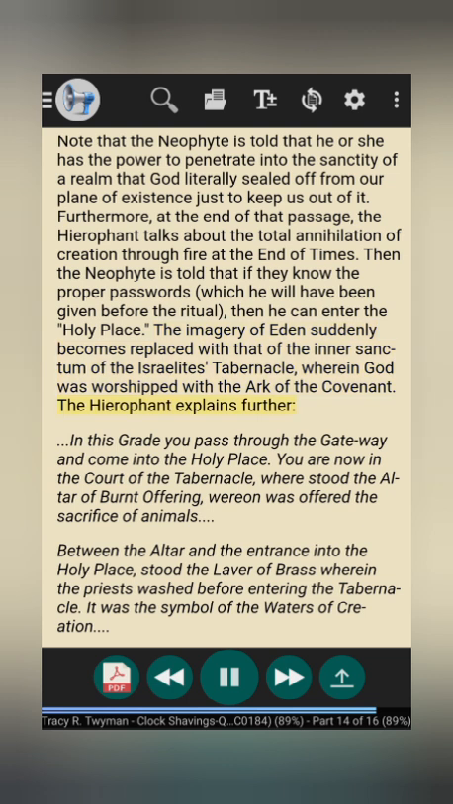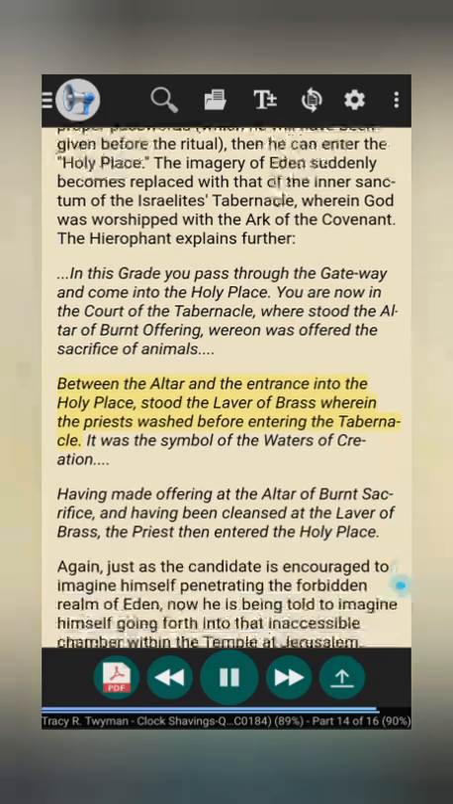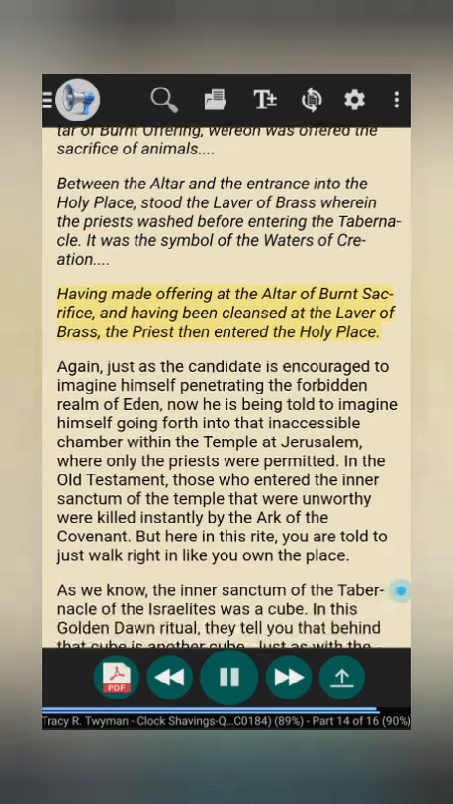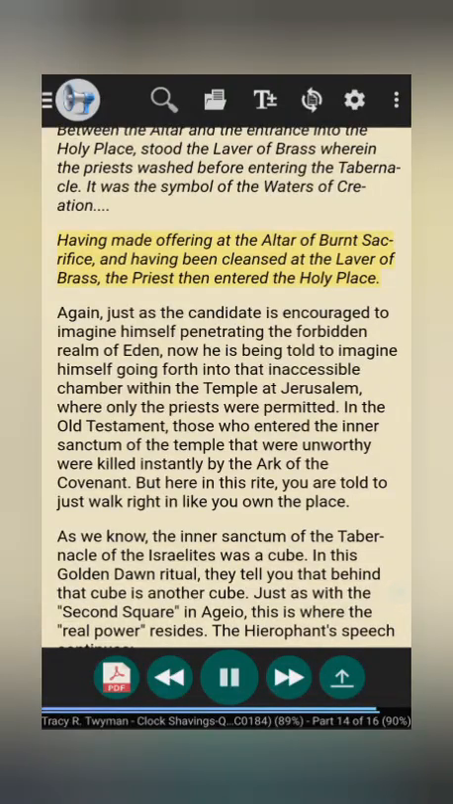The Hierophant explains further. In this grade you pass through the gateway and come into the holy place. You are now in the court of the tabernacle, where stood the altar of burnt offering, whereon was offered the sacrifice of animals. Between the altar and the entrance into the holy place stood the laver of brass, wherein the priests washed before entering the tabernacle. It was the symbol of the waters of creation. Having made offering at the altar of burnt sacrifice, and having been cleansed at the laver of brass, the priest then entered the holy place.